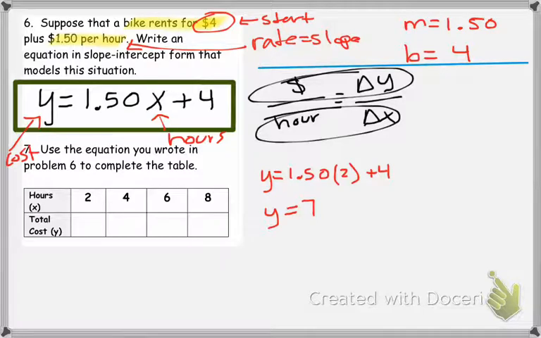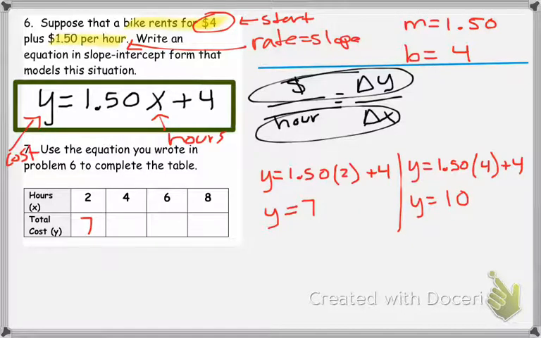And you can also do it in your head. 1.5 times 2 will be 3, and then plus 4. 3 plus 4 is 7. So for 2 hours, the total cost is $7. Let's do 4. So we would have y equals 1.50 times 4 plus 4, because we want 4 hours, right? So for 4 hours, if we put it in the calculator, we would get 10. So here we'll put 10.